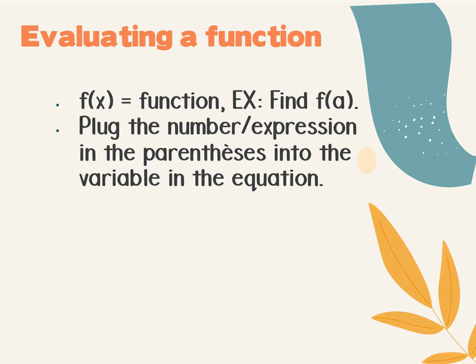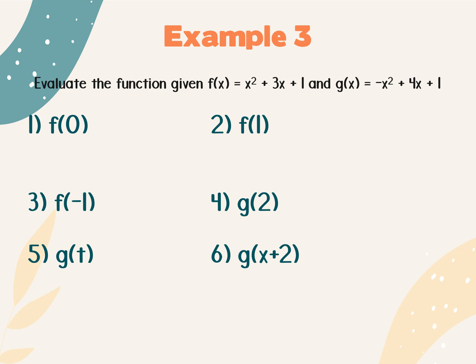To evaluate a function, all you really have to do is plug in the number or expression everywhere that you see the x. So, trying some of these: evaluate the function given f of x is x squared plus 3x plus 1, and I want to find f of 0. F of 0 just means I'm going to take this 0 and replace it everywhere I see an x in f of x, which is this x squared and this 3x. That's really the only thing we're changing. This is going to be 0 squared plus 3 times 0 plus 1.